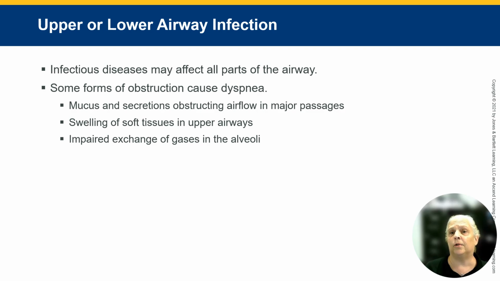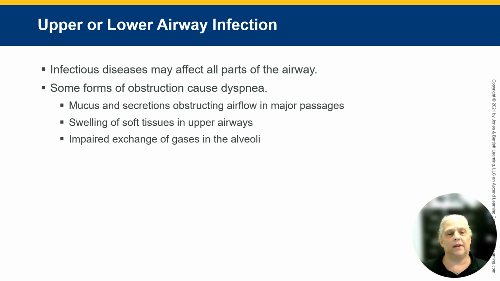So we can have upper or lower airway infections causing dyspnea. It's going to affect all parts of the airway. Oxygenation is a problem because of inadequate oxygen delivery to the tissues. It could be an obstruction. So we could have mucus and secretions obstructing the airflow into the major passages. We could have swelling of soft tissues in the upper airway, such as what we see in epiglottitis or croup. Or we could have impaired gas exchange, like we see with pneumonia.